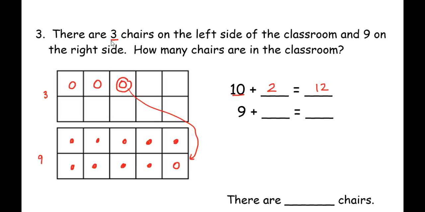That means if we go back to our original problem where we had 9 chairs on the right side and 3 chairs on the left side, 9 plus 3 also equals 12. We just moved one disc down to the bottom frame to give us our 10, and we used the 2 left over to give us our total of 12 chairs.